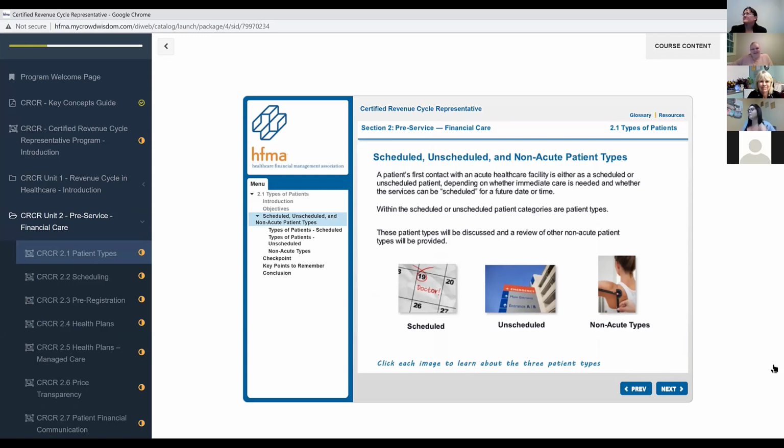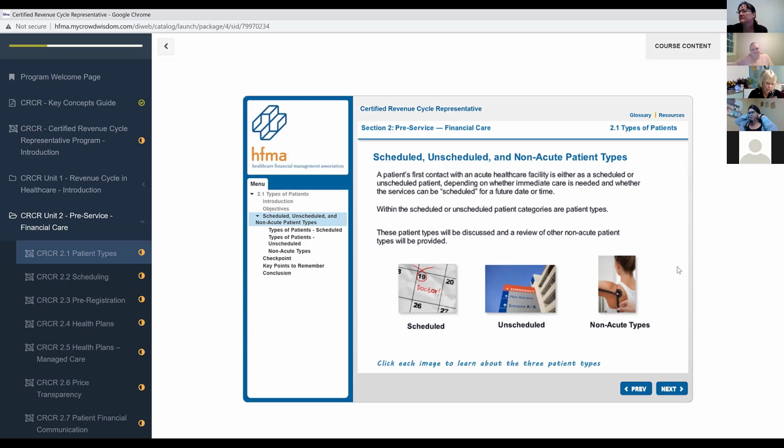So we're going to jump into Unit 2, which is pre-service and financial care. I'm going to go over the first couple sections. Christy will jump in where I start to stutter, and together we'll get through this. I'm sure most of you are familiar with this section, so I'm going to go through it somewhat quickly. If you have questions, type them in the chat. Barbara will read them and we'll get them answered.